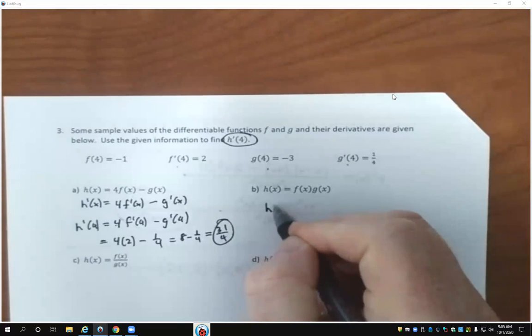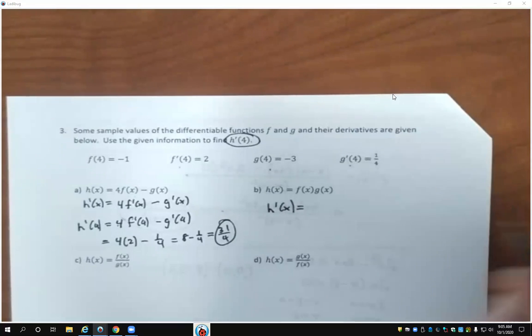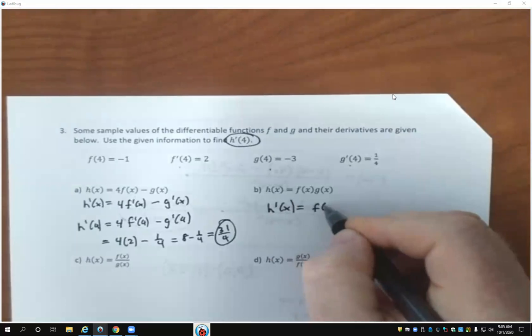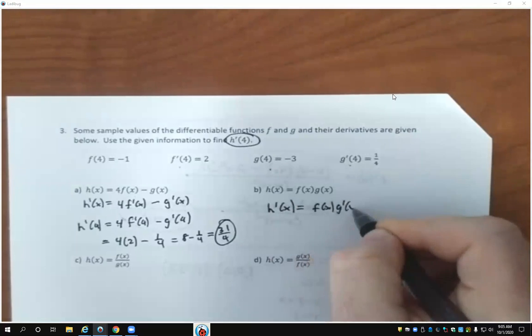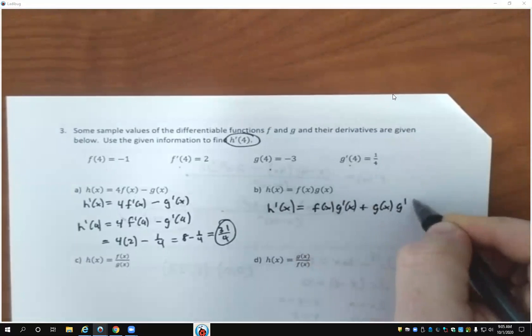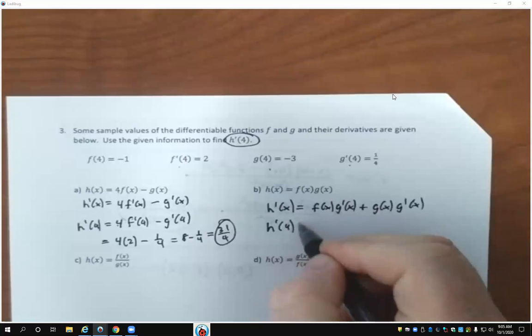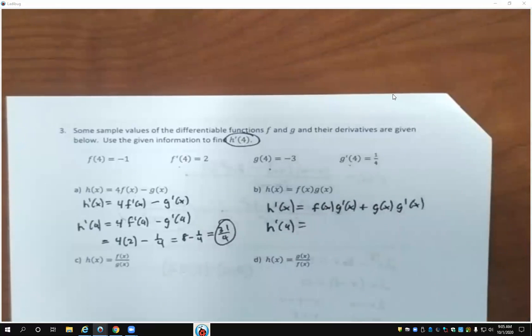All right, B, h prime of x is equal to, okay, we got a product rule. So it's f of x, g prime of x, plus g of x, g prime of x. We're asked to find h prime of 4. I'm not going to write out all the 4s in there this time, okay? We're just going to go right to it.